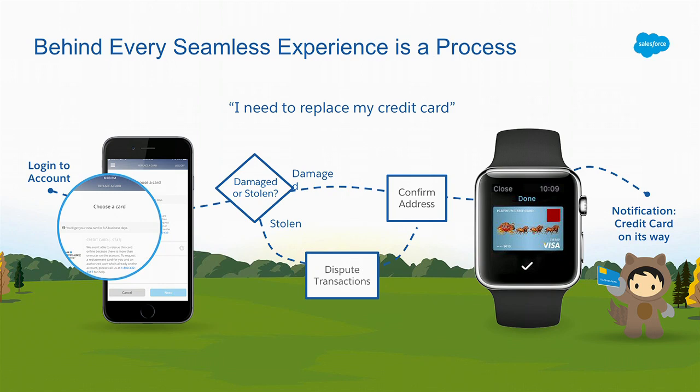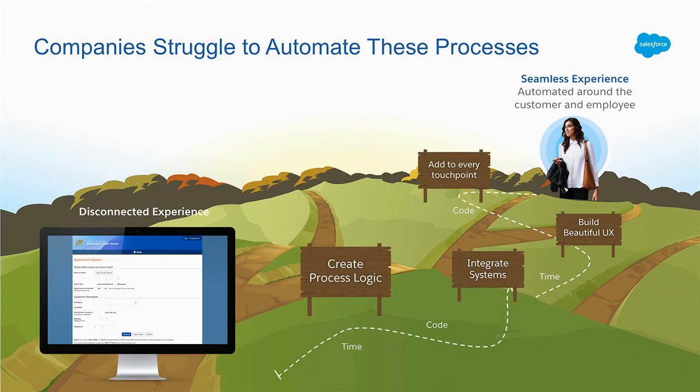Process can be something simple, like when you call up and say, I need a new credit card, they ask, do you still have it? Was it damaged or was it stolen? And if it's stolen, you have to do dispute claims. If it's just damaged, I can mail you a new one. I wear out my credit card a lot. I don't know what that says about me, but.